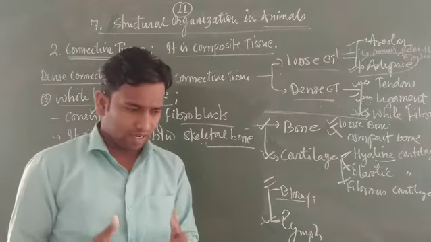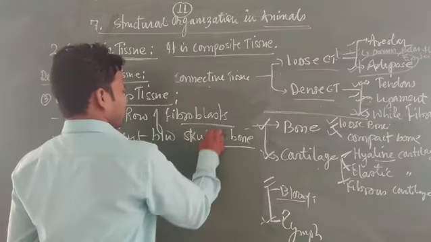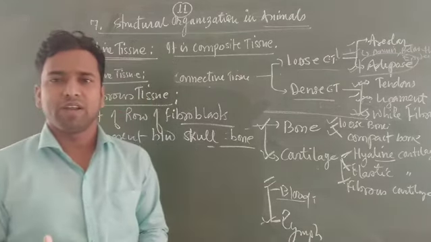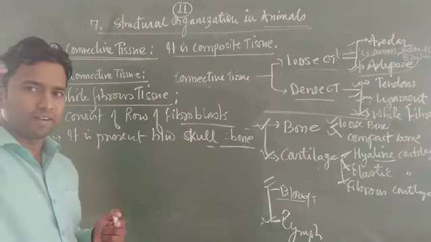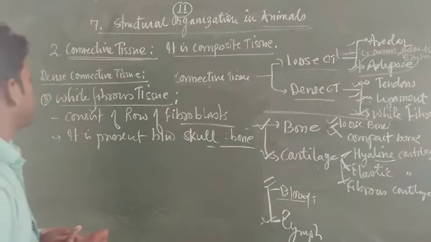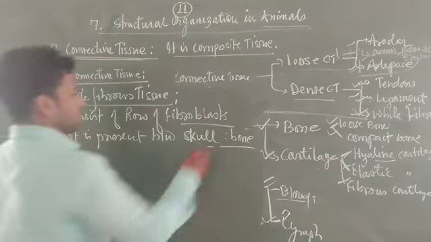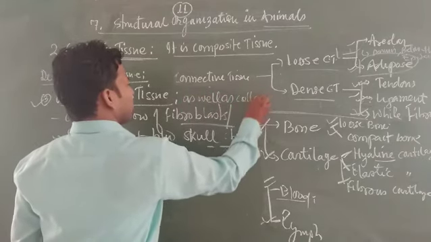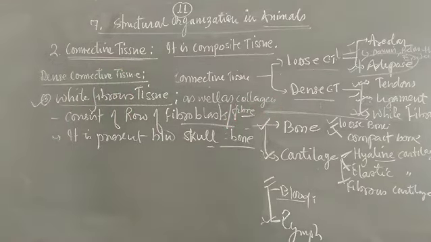Suppose in our skeleton, especially the skull bone, there are different bones like frontal, parietal, temporal, and occipital. These bones are present, and all these bones are joined together, especially at the head sutures, with the help of white fibrous tissues. It consists of rows of fibroblast as well as collagen fiber. So this helps in the attachment of the skull bone.